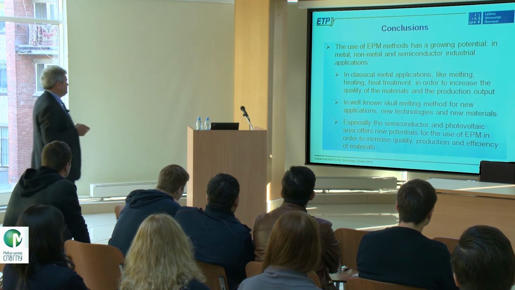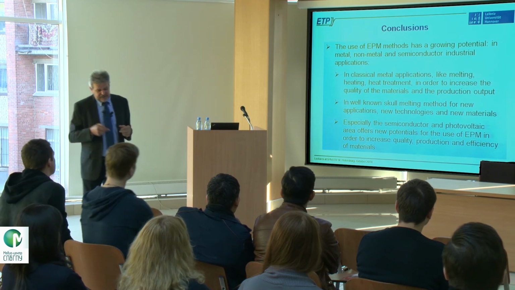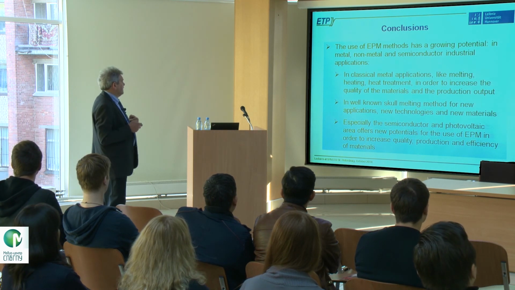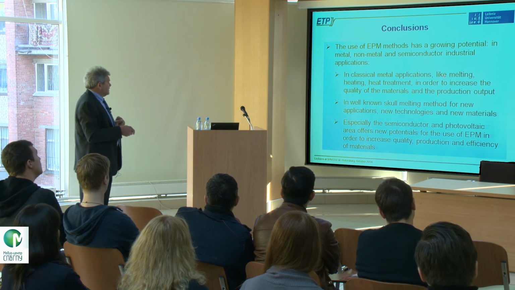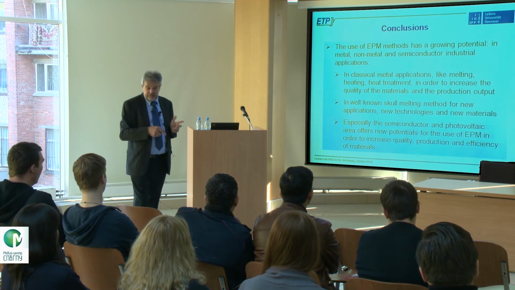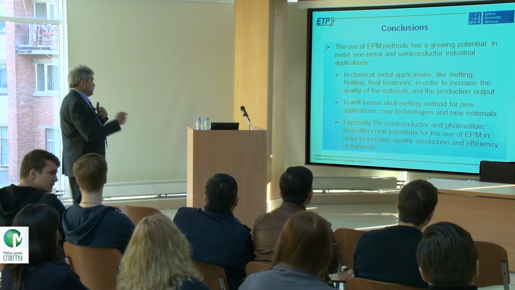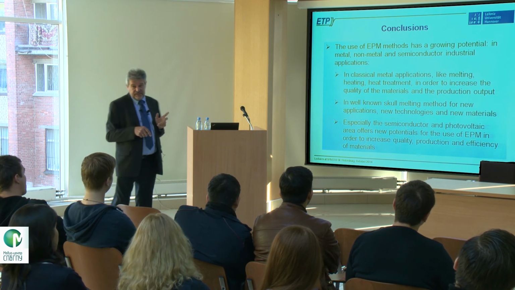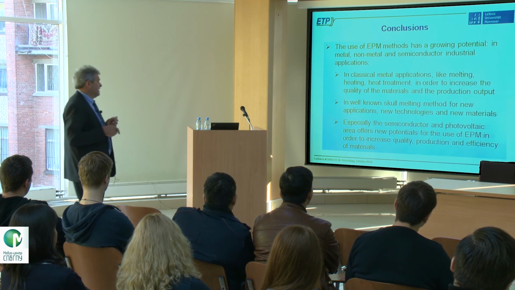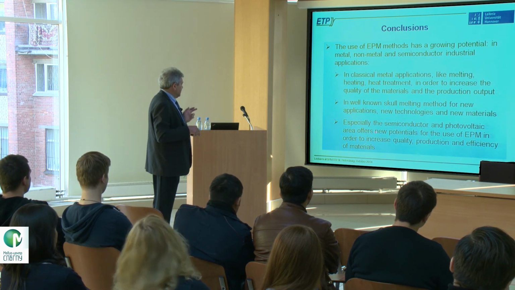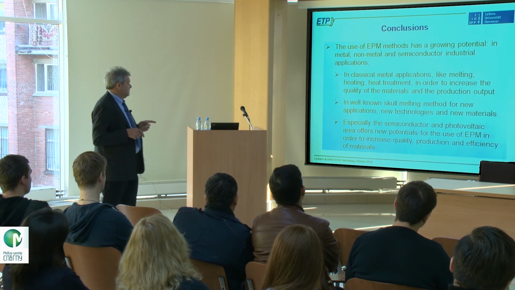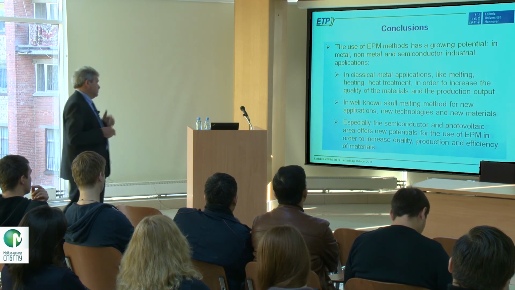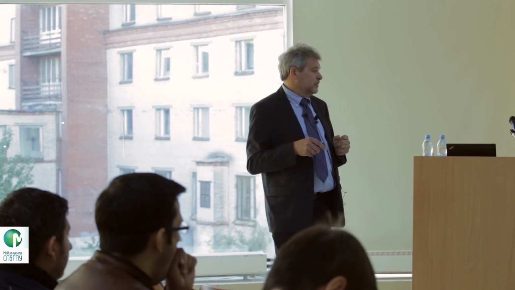So now I come to my conclusions. The use of EPM methods, electromagnetic processing methods, has a growing potential in metal, non-metal, and also semiconductor industrial applications. In classical applications like melting, heating, heat treatment, in order to increase the quality of the materials and the production output, maybe also production speed, as I have shown. In the well-known skull melting method, for new applications, new technologies, and new materials, you really can generate new materials, nanomaterials, for example. And especially the semiconductor and photovoltaic area offers new potentials for the use of EPM in order to increase the quality, production, and efficiency of the materials, efficiency of solar cells, for example, but also the productivity, to decrease the costs of materials for solar cells, which of course is very important.